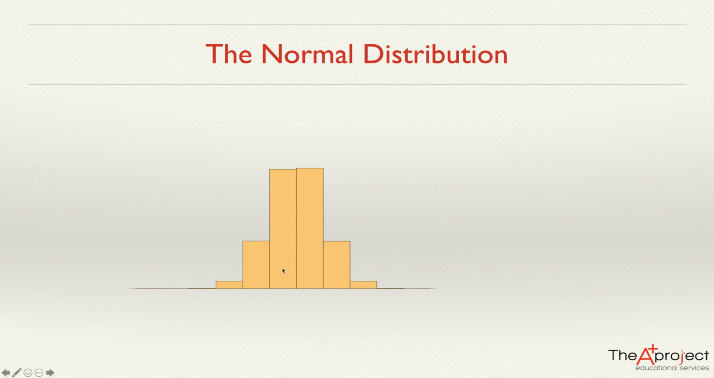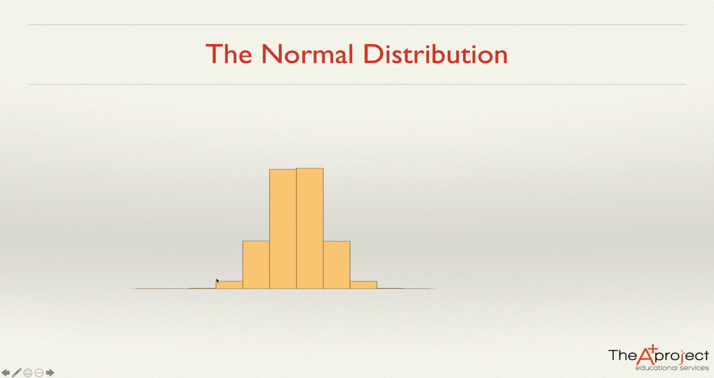The following video is an introduction to one of the most important topics in probability theory, the so-called normal distribution. Imagine that we have, from some data, a histogram like this.